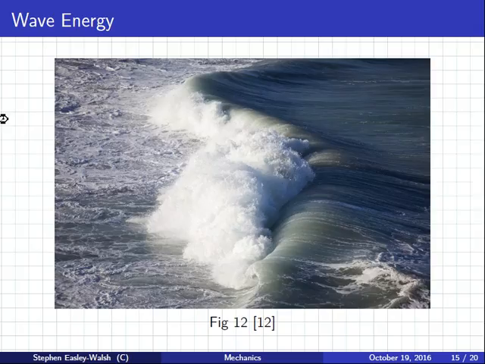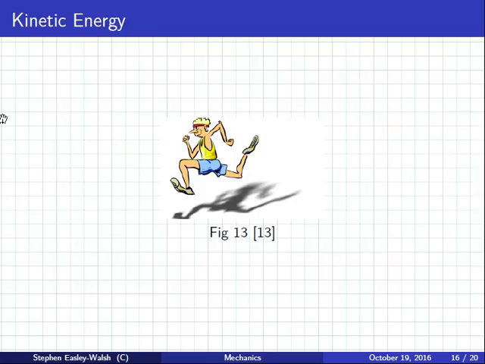Next, kinetic energy. This is the energy something has if it's moving. A movement energy. It's in almost everything, unless it's not moving and it has potential energy.